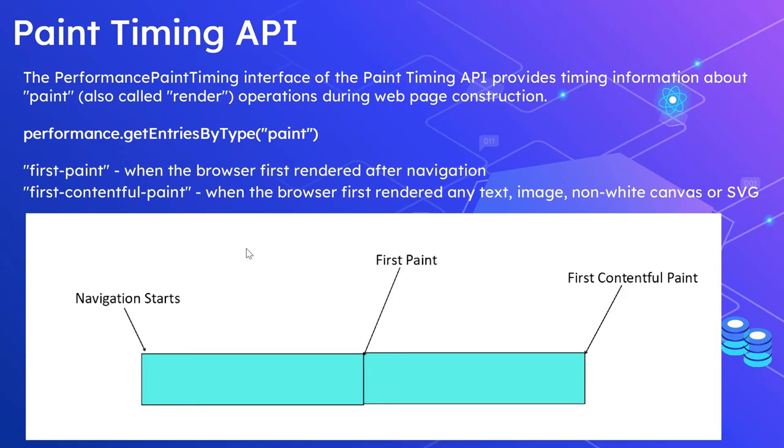The next one is the paint timing API. The paint timing API provides timing information about paint operations during web page construction. The paint metric can be retrieved by performance.getEntriesByType paint. The attributes are first paint, when the browser first rendered after navigation, then first contentful paint, when the browser first rendered any text, image, non-white canvas or SVGs.